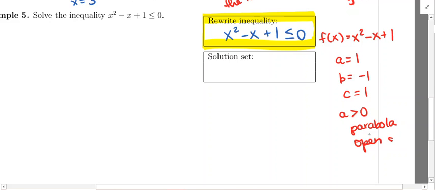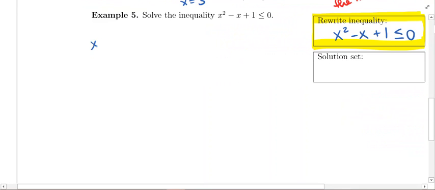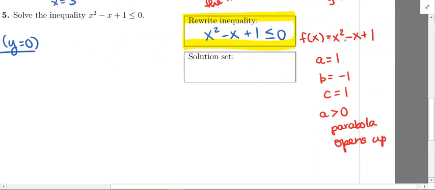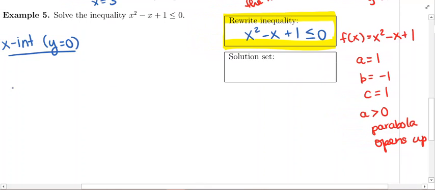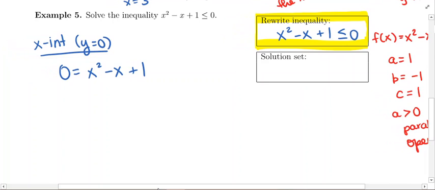In order to do a rough sketch of this parabola, we know it opens up, so the other piece of information we need are the x-intercepts. To find the x-intercepts, we need to set the y value equal to 0 and solve for x. Remember, we're looking at the function f of x is equal to x squared minus x plus 1. So if we set f of x equal to 0, that's how you set y equal to 0, we get 0 is equal to x squared minus x plus 1. This is what we need to solve in order to get our x-intercepts.